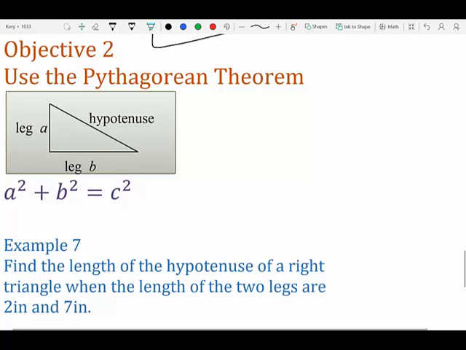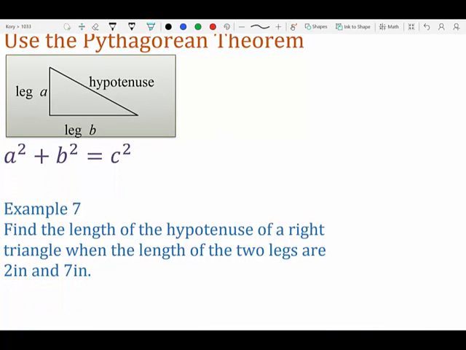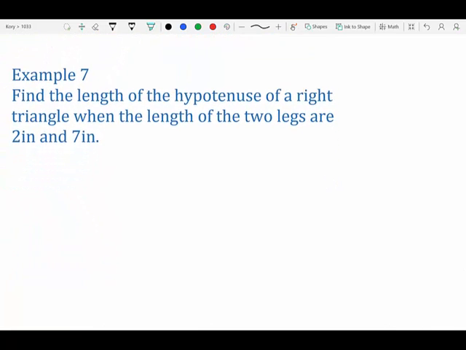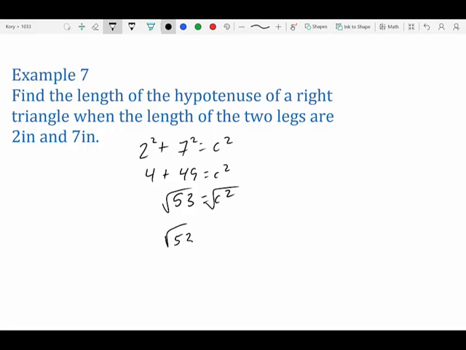Alright, Pythagorean theorem. That's leg squared plus leg squared equals hypotenuse squared. So we want to find the length of the hypotenuse of a right triangle when the lengths of the two legs are 2 and 7. So we have our a squared, so 2 squared plus b squared, which is 7 squared, equals c squared. So we have 4 plus 49 equals c squared. That leaves us with 53 equals c squared, take the square root. So the square root of 53 equals c.